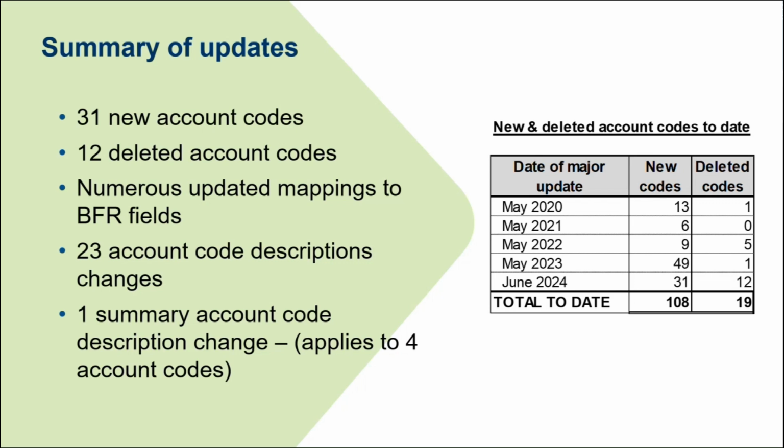And if you look at the right-hand side of your screen, you can see a comparative analysis of updates that have been running through the years. Between this year and last year, we had 41 new account codes last year, but this year there's a drop to 31 account codes, and there was one deleted account code last year as against 12 deleted account codes which were introduced this year.